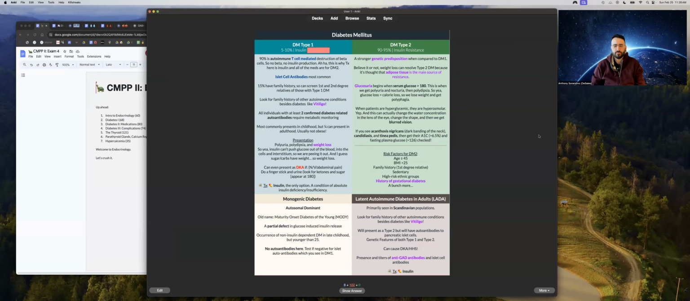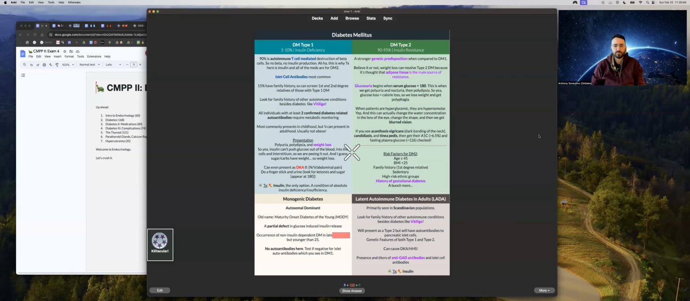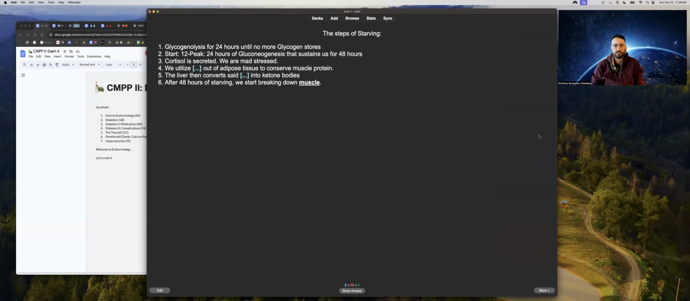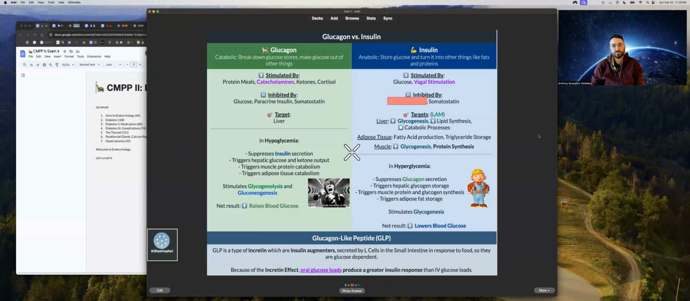Insulin deficiency. L cells. Childhood. Fatty acids, which are turned into ketone bodies. Blood pressure. Did I say that already? 130/85 for metabolic syndrome, 130 over 80 for diabetes. So we just want to knock 5 off that diastolic number, of course.